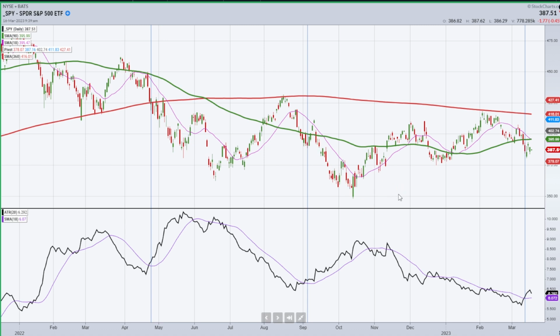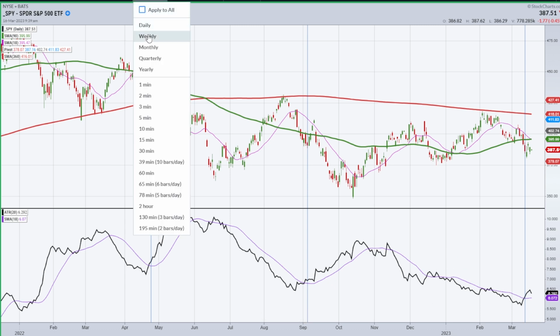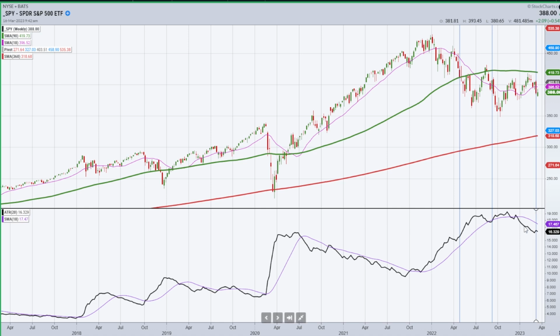Now, when you do this on a weekly chart, it doesn't give us the same feel. In fact, I'll just take a quick peek. And if you notice, we still have a declining moving average, and we haven't really gotten any kind of a pop on the weekly.